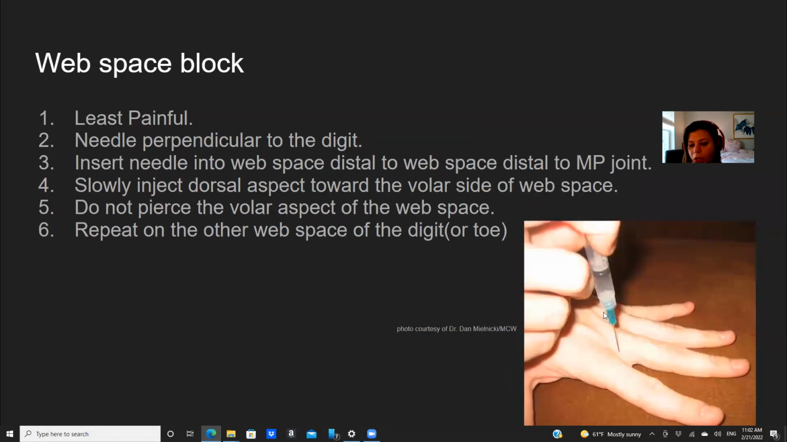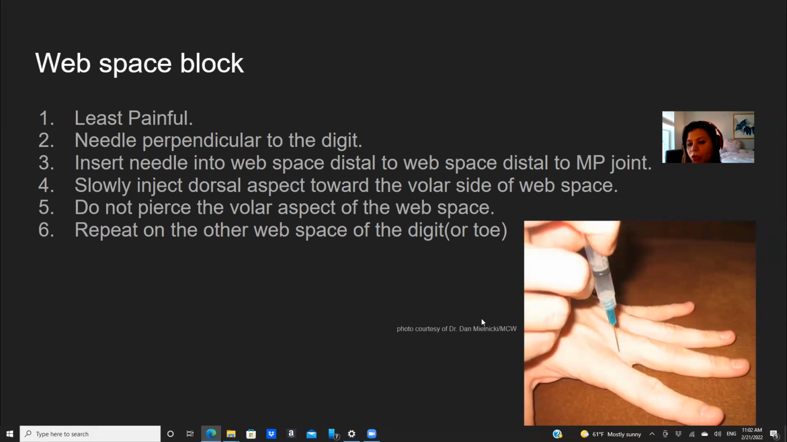So there's another picture right here. Needle is perpendicular to the digit, distal to your MP joint. You inject dorsally to volar. Don't pierce your volar aspect, and go ahead and inject the other web space on that same digit. So that is the traditional method that most of us are used to.